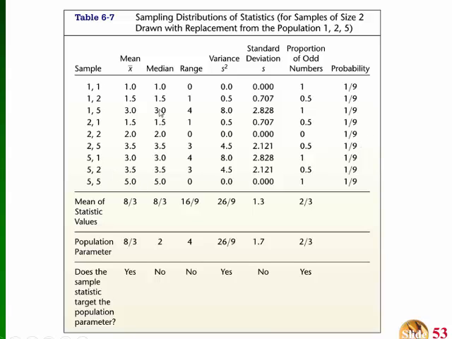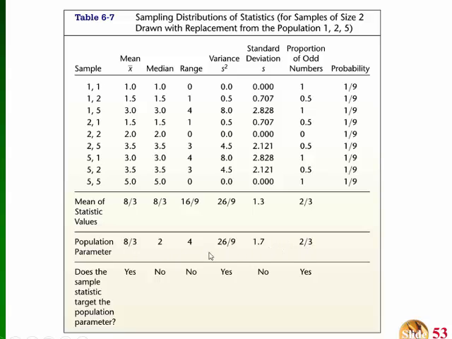So what they asked us to do was to find the mean statistic value, the median, the average, the mean of all these medians, the mean of all these ranges, the mean of all these variances, the mean of all these standard deviations, etc. Now, since we know the population is 1, 2, and 5, there's only 3 numbers in there, we can actually calculate the mean. So we can actually calculate the median, calculate the range, calculate the variances, etc.